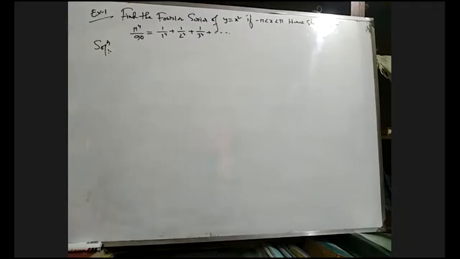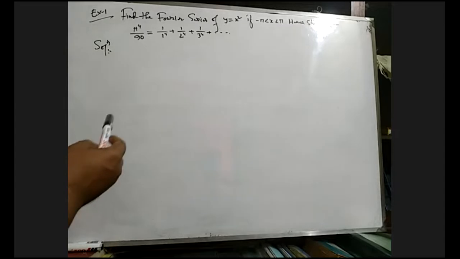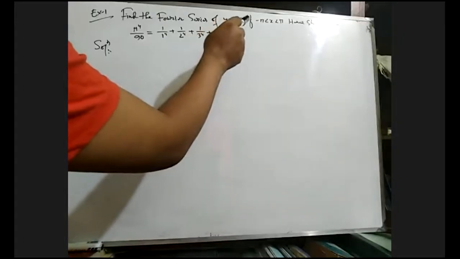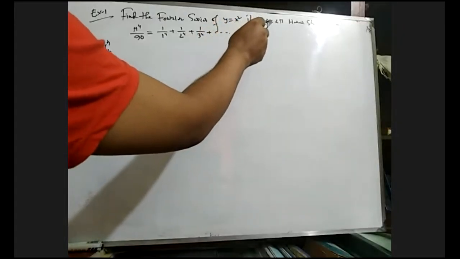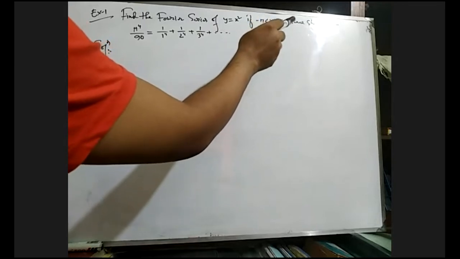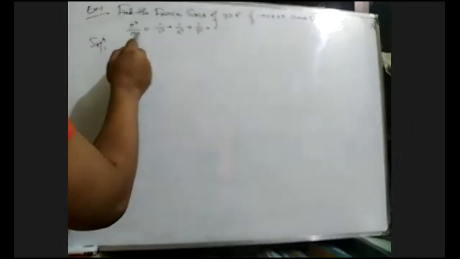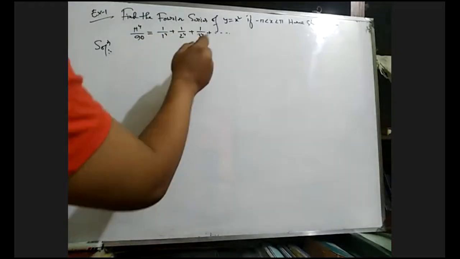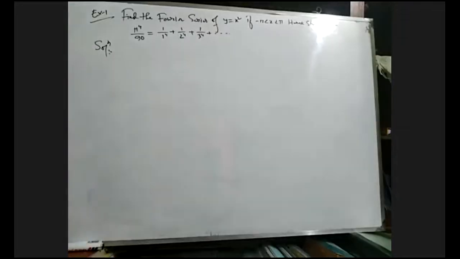Now, an example, just using Parseval's theorem, we can solve these types of problems. Find the Fourier series of y equals x square if minus pi less than x less than pi. That means x lies between minus pi to plus pi. Hence, show that pi to the power 4 by 90 equals 1 by 1 to the power 4 plus 1 by 2 to the power 4 plus 1 by 3 to the power 4 plus dot dot. So this is an infinite series. We have to show this series.